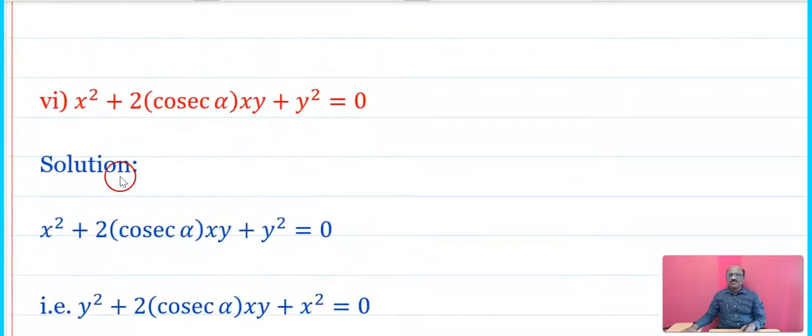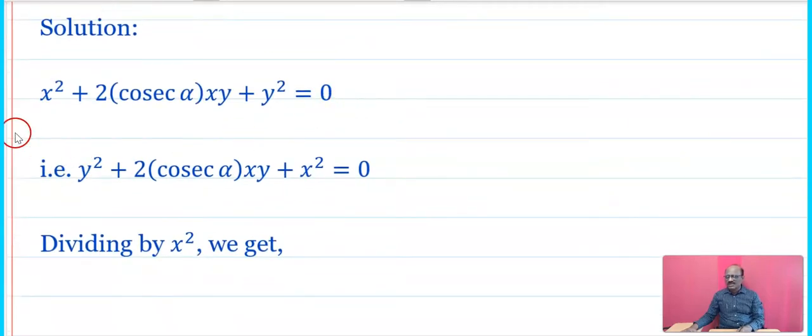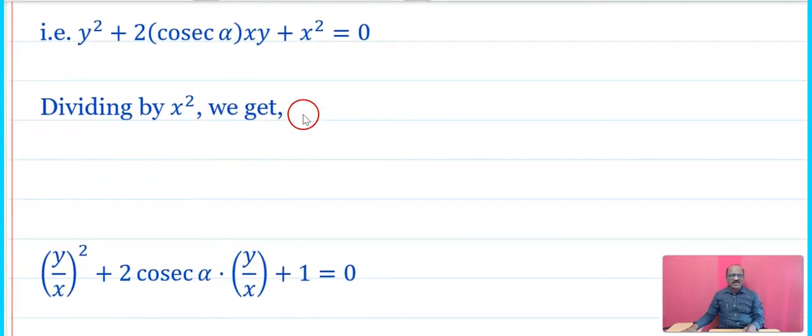Now the next problem. x square plus 2 cosec alpha into xy plus y square is equal to 0. This can be written as y square plus 2 cosec alpha into xy plus x square equals 0. Divide the whole equation by x square. Then you will get (y upon x) square plus 2 cosec alpha (y upon x) plus x square upon x square, which is 1.